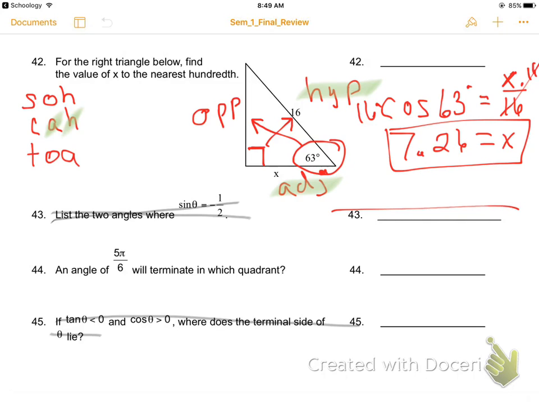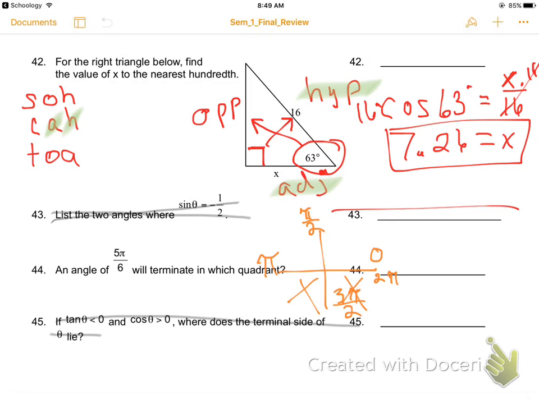44 says an angle of 5 pi over 6 will terminate in which quadrant? So let's think of just those key quadrants. In radians, it's 0, pi over 2, also known as 0.5 pi, pi, and then 3 pi over 2, which is 1.5 pi, and we circle back around. One full rotation is 2 pi. So there's several ways to do this. I'm just going to, off the top of my head, say 5 over 6 is smaller than 1. So it's not going to go past 1 pi. So quadrants 3 and 4 are out.